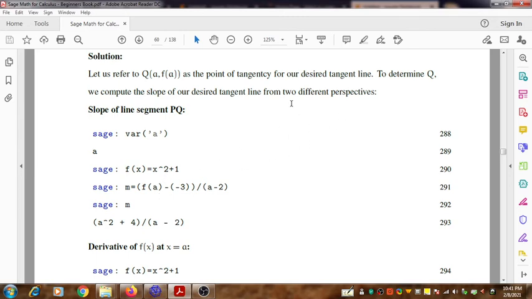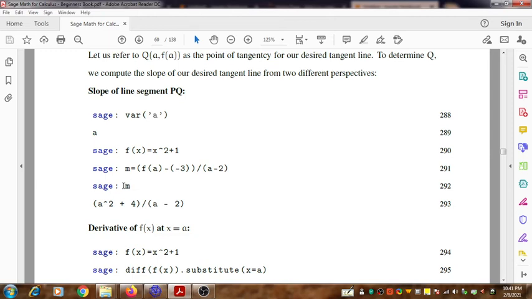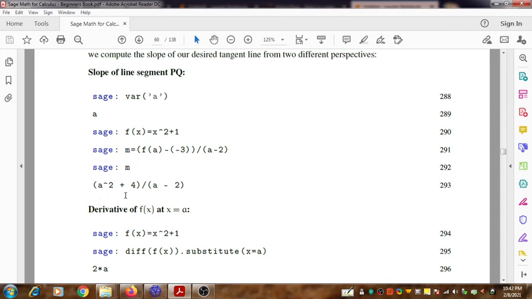And therefore, (a, f(a)) is also a point on that line, and then using these two points having the known coordinates, we can write the slope as (f(a) minus 3) divided by (a minus 2). By typing m and taking the output we get the slope. Now m carries the slope.